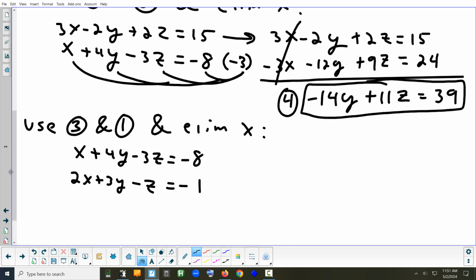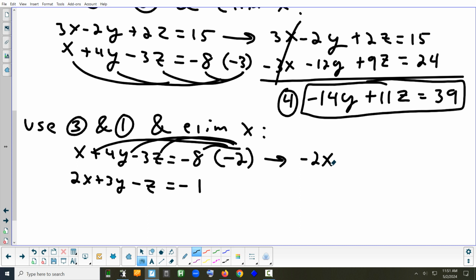Okay, how am I going to eliminate x here? Yeah, multiply the top equation by negative 2. So if we do that, what do you get when you multiply everything by negative 2 there? So it would be negative 2x. Yep. Negative 4y. Oh wait.